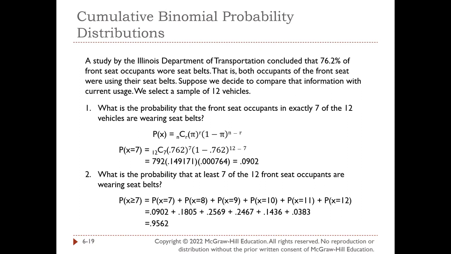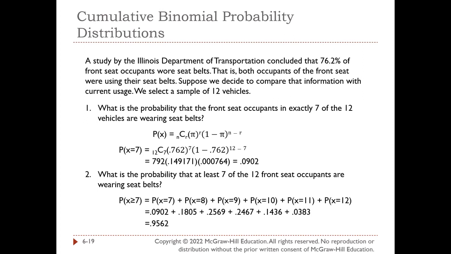Alright, so a study of the Illinois Department of Transportation concluded that 76.2% of front seat occupants wore seatbelts. That is, both occupants of the front seat were using their seatbelts. Suppose we decide to compare that information with current usage. We select a sample of 12 vehicles. What is the probability that the front seat occupants in exactly 7 of the 12 vehicles were wearing seatbelts?